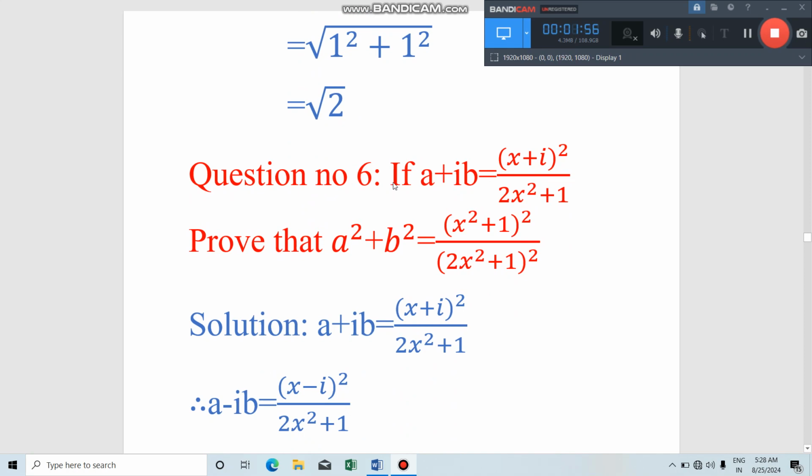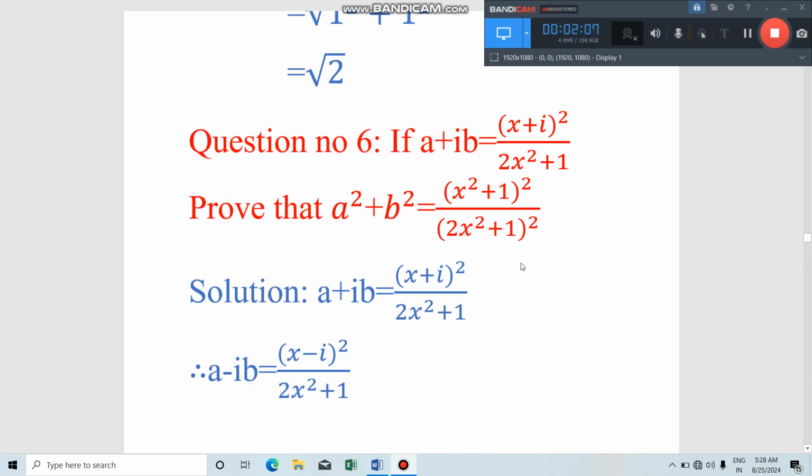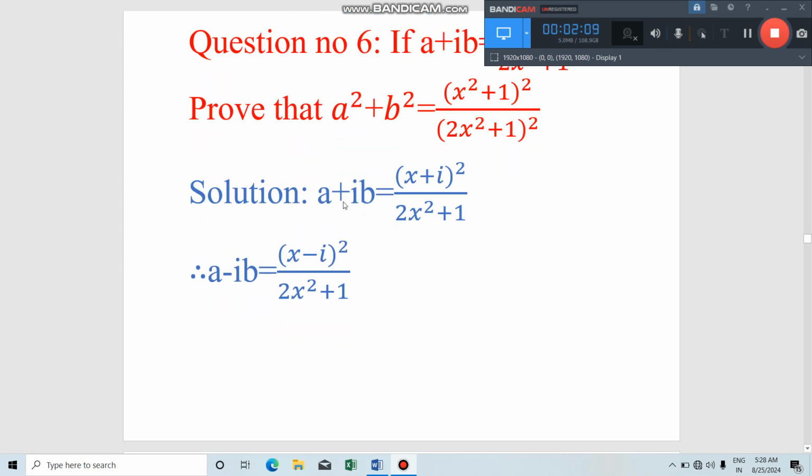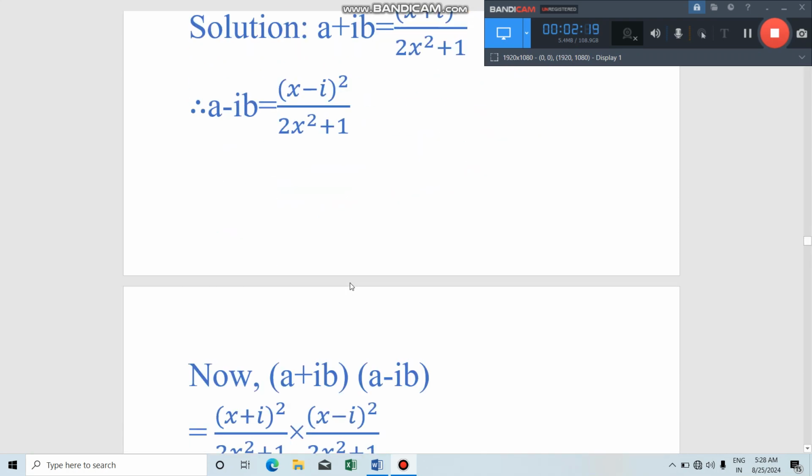Now question number 6. If a plus ib equal to (x plus i) whole square by (2x square plus 1), then prove that a square plus b square equal to (x square plus 1) whole square divided by (2x square plus 1) whole square. So here is the solution. A plus ib equal to (x plus i) whole square by (2x square plus 1). Therefore a minus ib we can write (x minus i) whole square divided by (2x square plus 1).